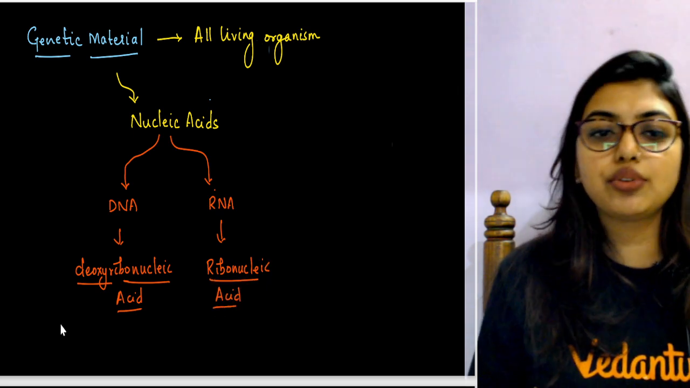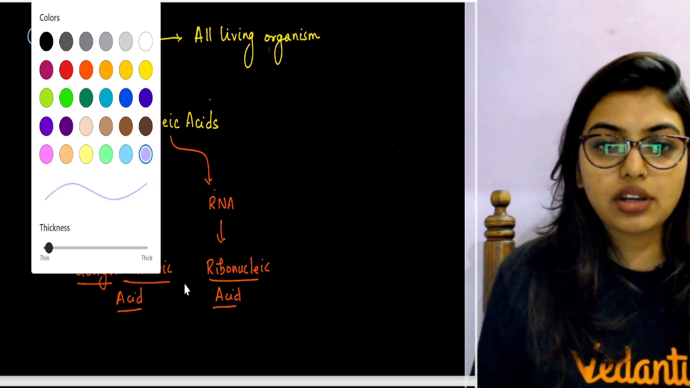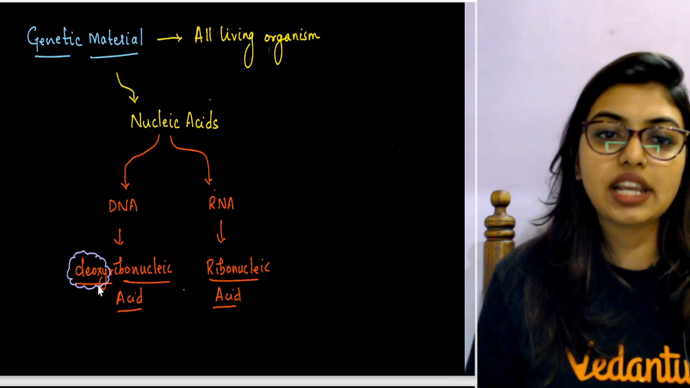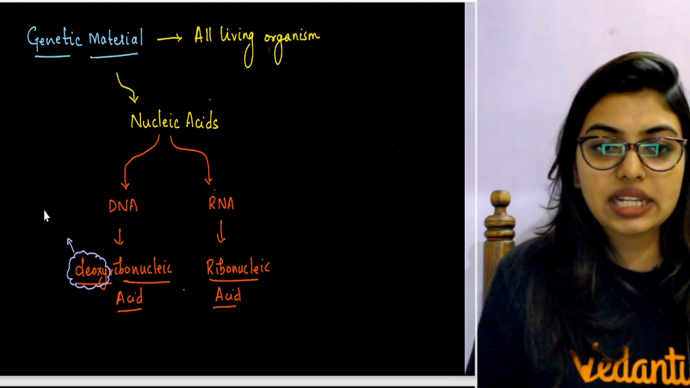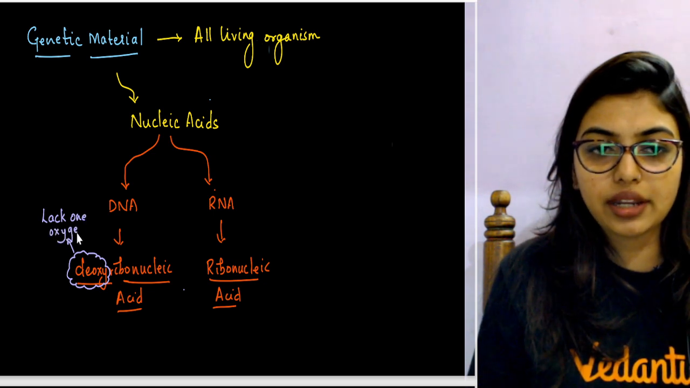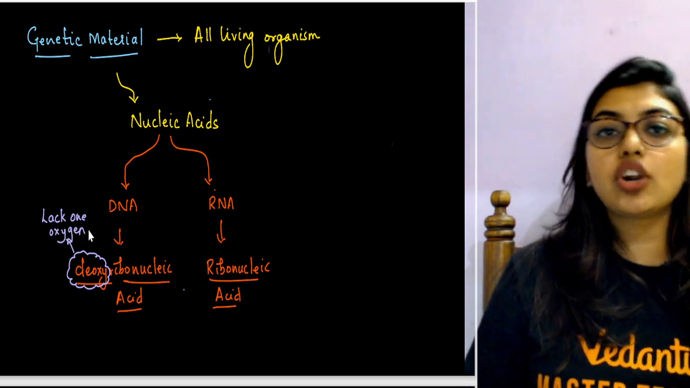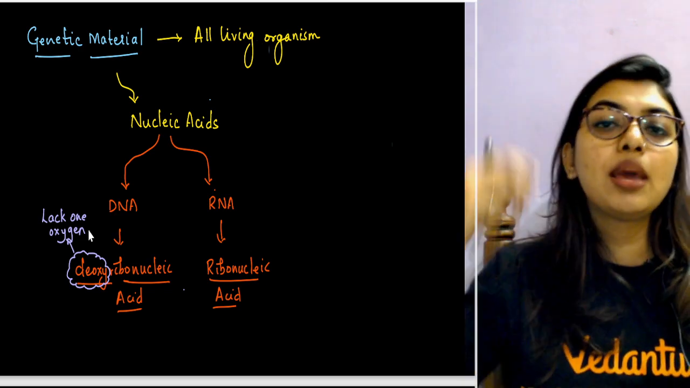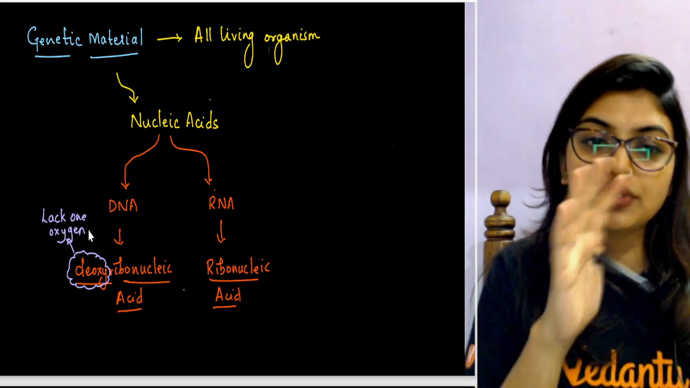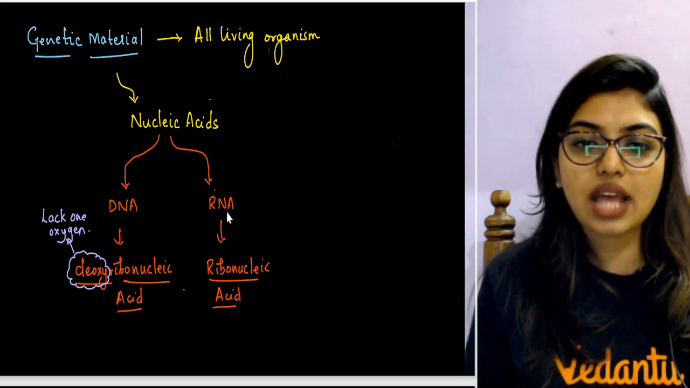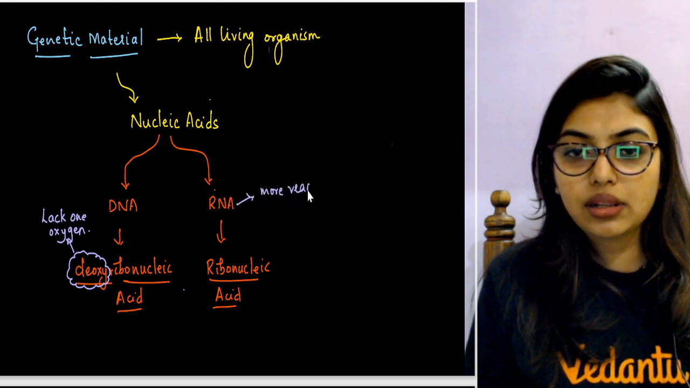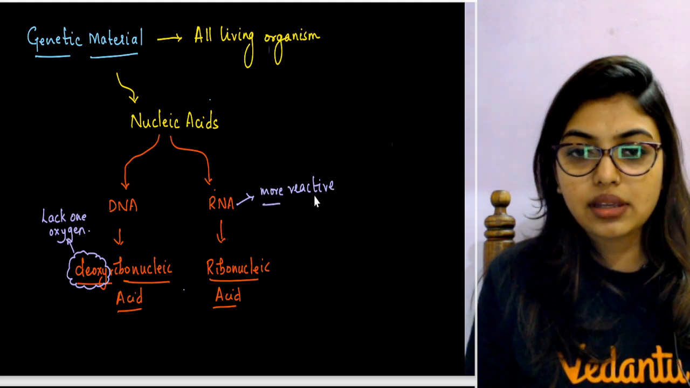Now deoxyribonucleic acid means deoxy. From the term itself, you understand that something is missing here that is not missing there, right? So deoxy means this one lacks one oxygen compared to your RNA. And let me tell you, the lack of this one oxygen is not a simple thing, because it makes this entire DNA very stable and structurally different. The one oxygen which is extra in RNA makes the RNA more reactive. Is this clear to all of you?